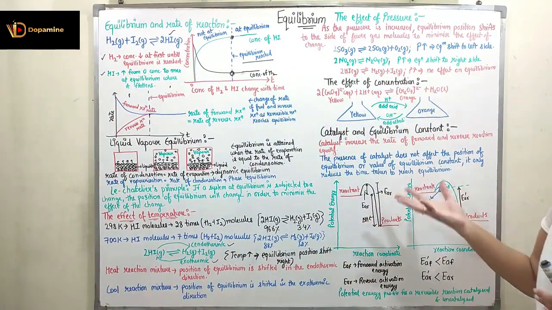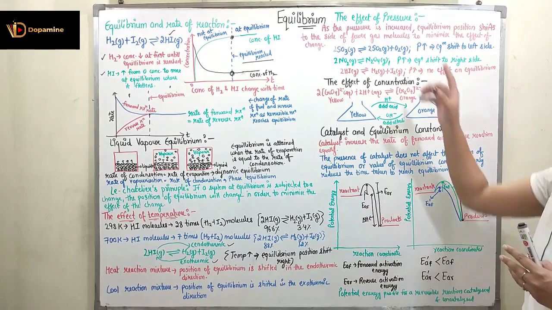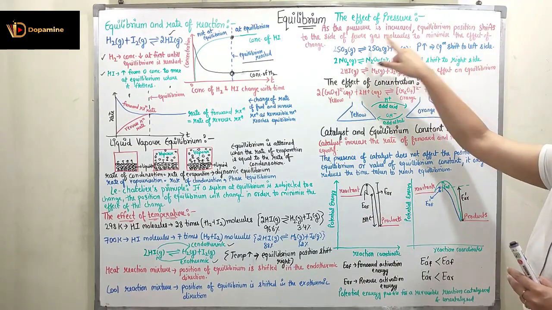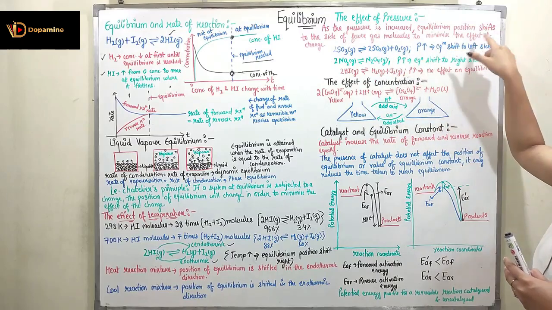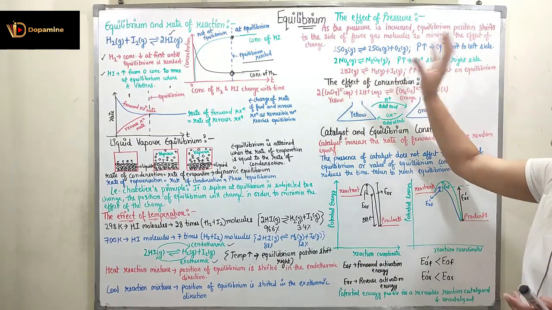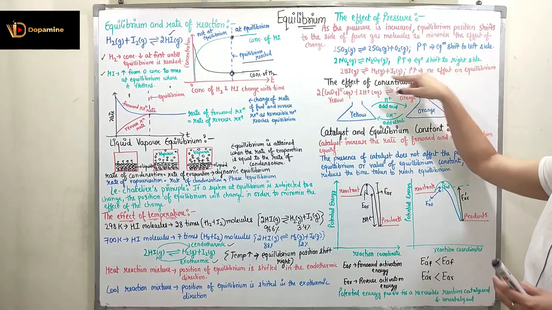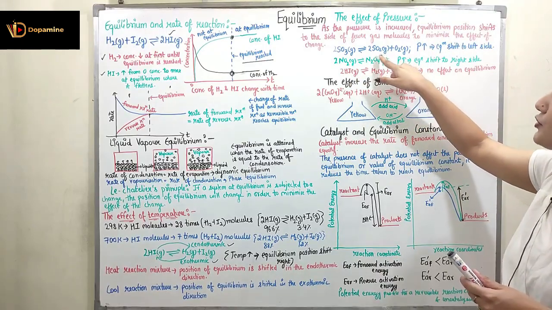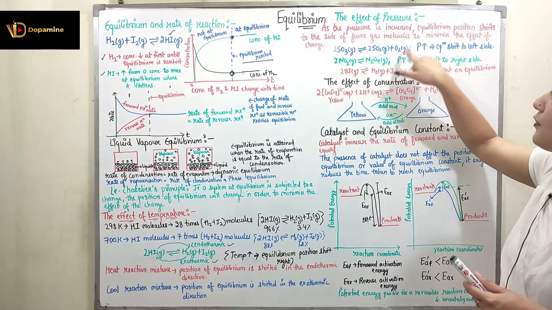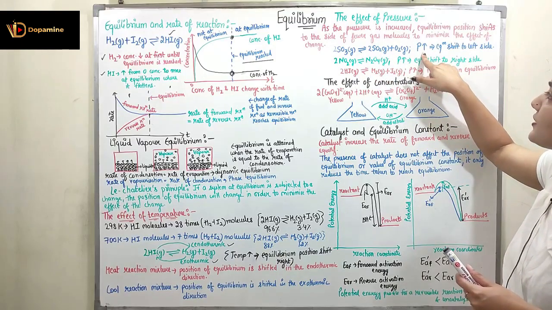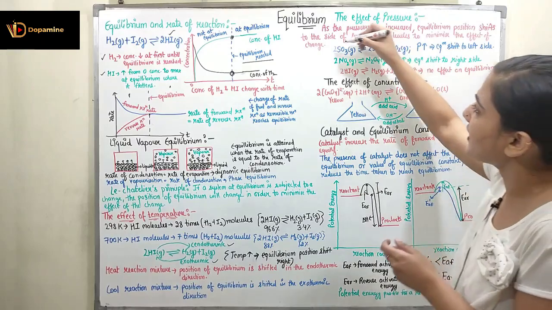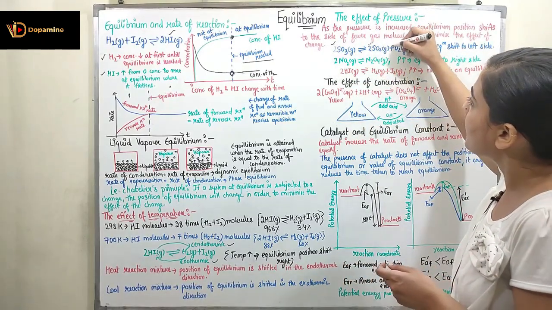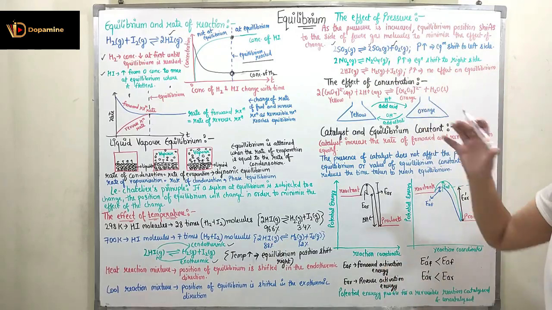Coming to the effect of pressure, how the pressure is affecting. As the pressure is increased, equilibrium position shifts to the side of the fewer gas molecules to minimize the effect of change, right? So we are going to understand it with the help of 3 examples. So here we have 2SO3, which is in equilibrium with 2SO2 plus O2, right? So now here, as the pressure is increased, here you can see, here we have only 2 molecules of gases. Here we have 2 plus 1, which means 3 molecules of gases.